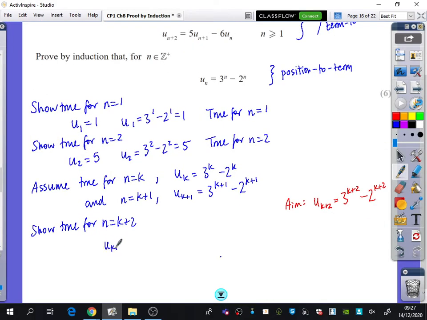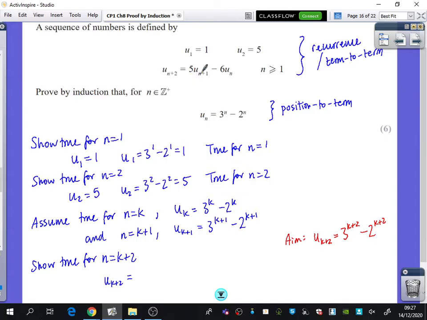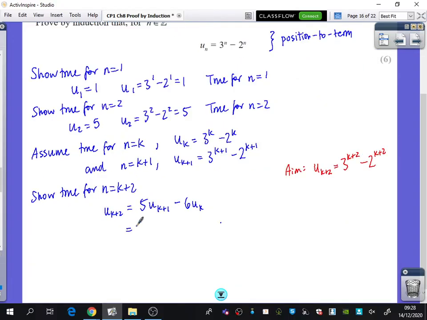So u of k plus 2 is equal to 5 u of k plus 1 minus 6 u of k. Sorry, that shouldn't have been to the power of k plus 1, just u k plus 1 minus 6 u k. So let's just put all of these things in. It's going to be 5 lots of 3 to the power of k plus 1 minus 2 to the power of k plus 1, minus 6 lots of 3 to the power of k minus 2 to the power of k.